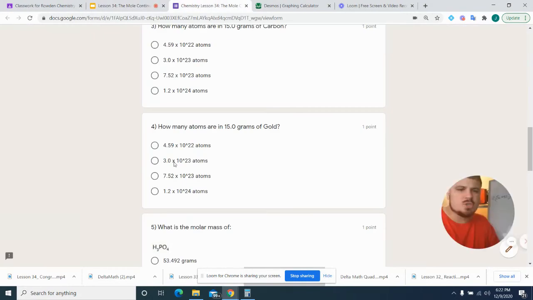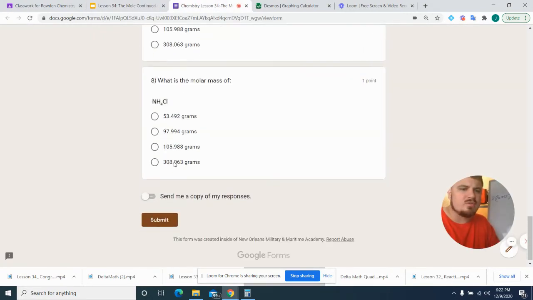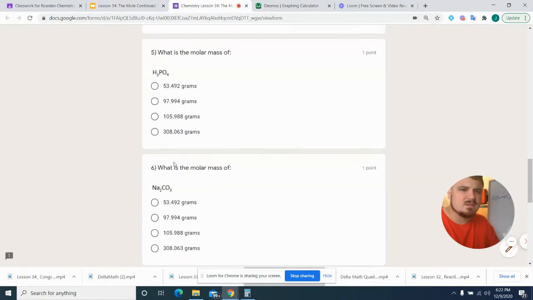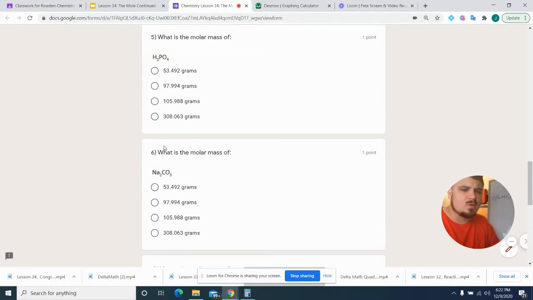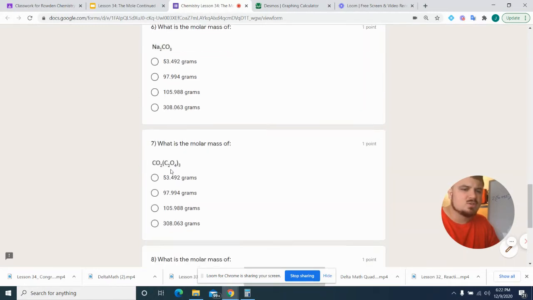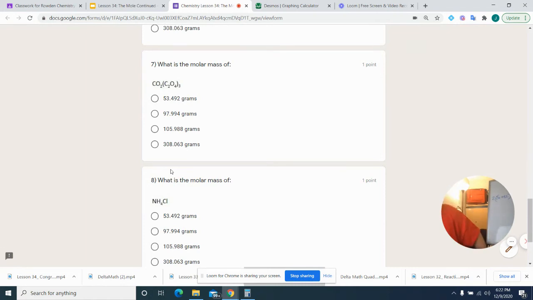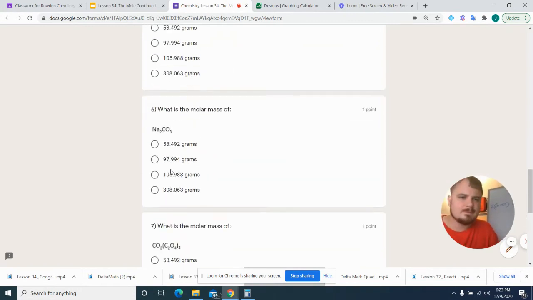And then I want you to try to do that, and you're going to do 5 through 8. Find the molar mass of H3PO4 and Na2CO3. So try to find all these molar masses, okay? Press pause, try to do 5 through 8, and then press play to see me go over it.